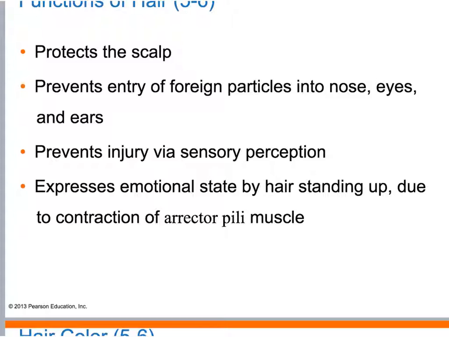The hair protects the scalp. It prevents entry of foreign particles into the nose, eyes, and ears. It prevents injury via sensory perception, and it expresses emotional states like hair standing up due to the contraction of the erector pili muscle. Know that for the test.